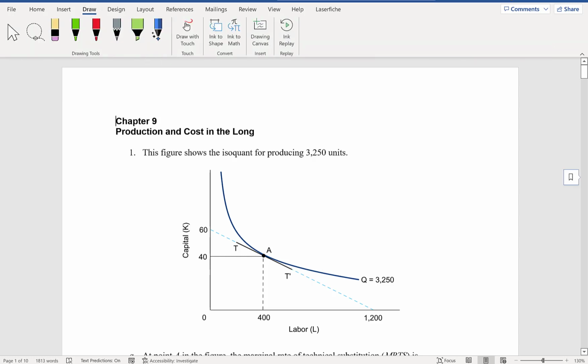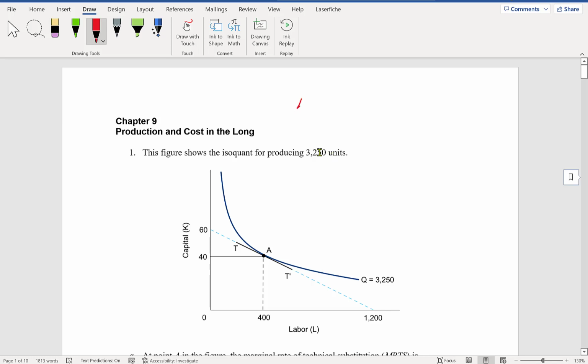Hello everyone, this is chapter 9, problems. We are going to solve some of these questions. In these problems, we have 24 questions. The first 4 questions are longer form, and after that, the rest, about 20 questions, are multiple choice.